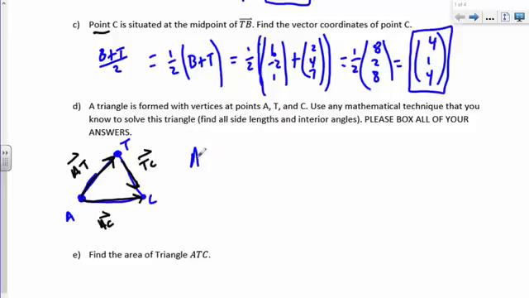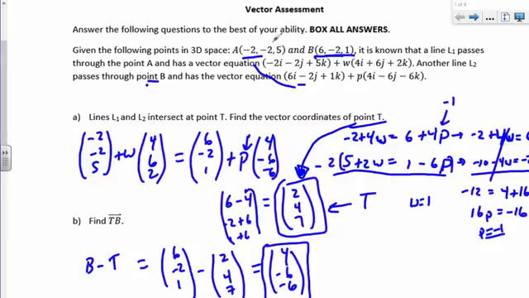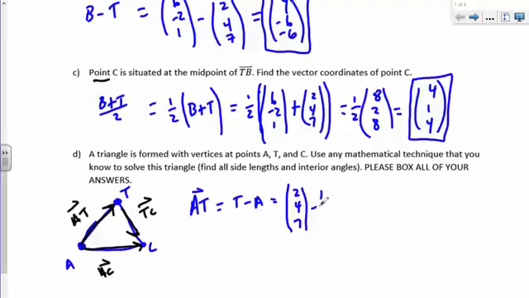Let's find AT then. Vector AT is given by taking point T and subtracting point A. And we found from part B that T is 2, 4, 7. And point A, which is given to us at the top here, if you recall, is -2, -2, and 5. So we'll go ahead and do that. This will give me 4, 6, and 7 minus 5, which is 2. So that's the vector AT.